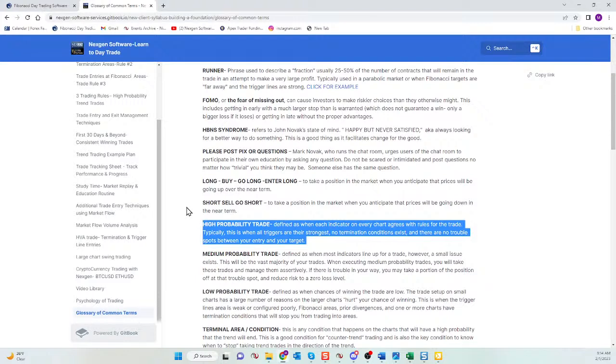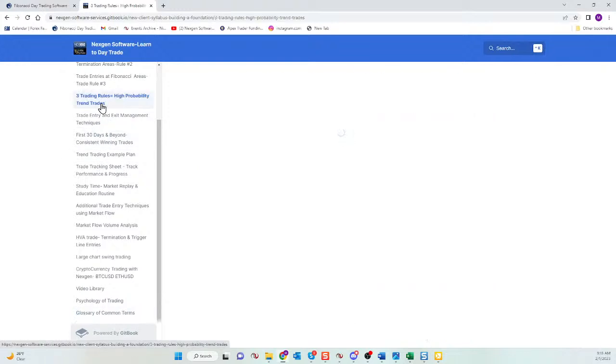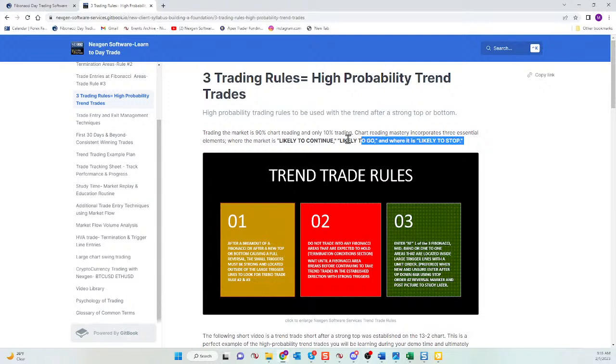And those high probability trades are defined when each indicator on every chart agrees with the rules for the trade. This is when all your triggers are the strongest. There's nothing in your way, no termination conditions, no trouble spots between you and your entry. Guys, this is a trade that when you really focus on it and you learn to execute, typically wins between 70 to 80% of the time. And that's not just me telling you. That's you guys putting it into practice, following the checklist that I'm going to give you and showing me these results.